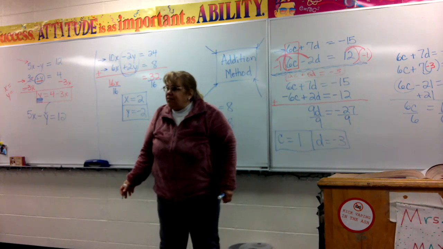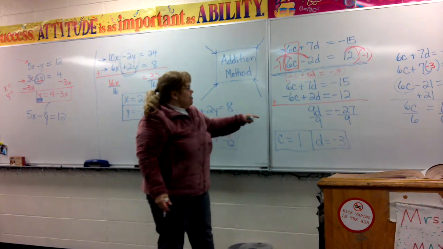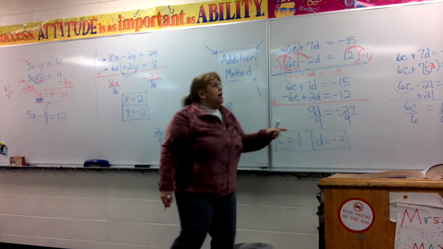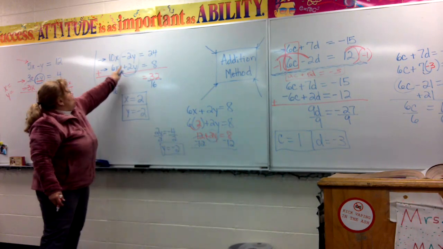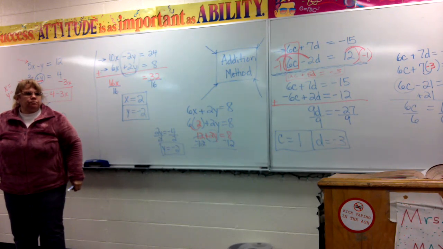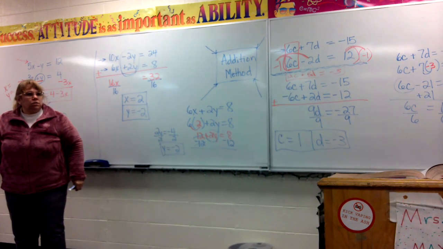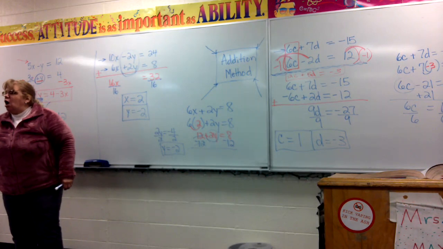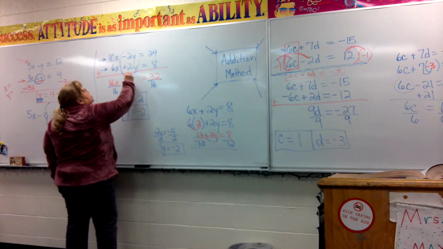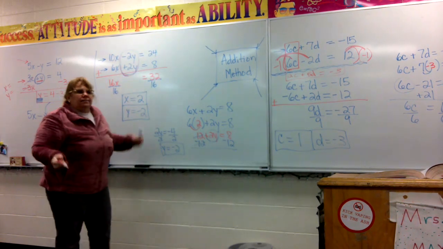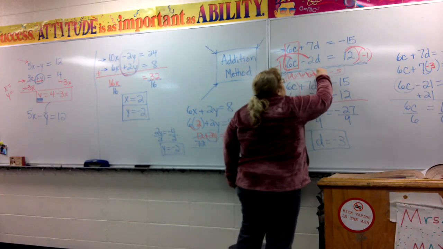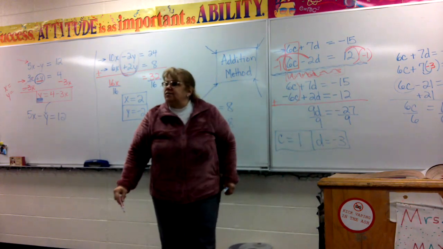See, the problem is then something doesn't drop out. In order for this method to work, when you add them together, one of the letters has to drop out. See how the c's dropped out? And over here, the y values dropped out. Sometimes this method is called the elimination method. Do you see why it's called the elimination method? What did we do to the y? We eliminated it. What did we do to the c's over here? We eliminated it, right?